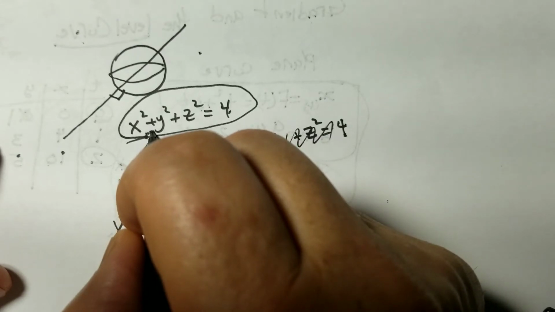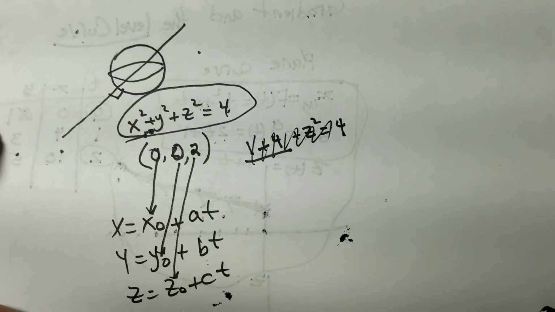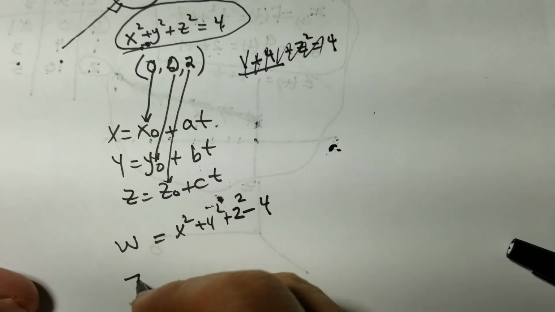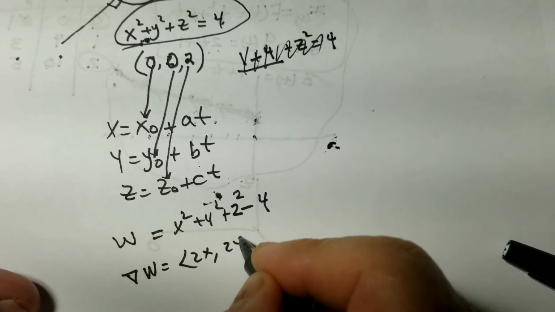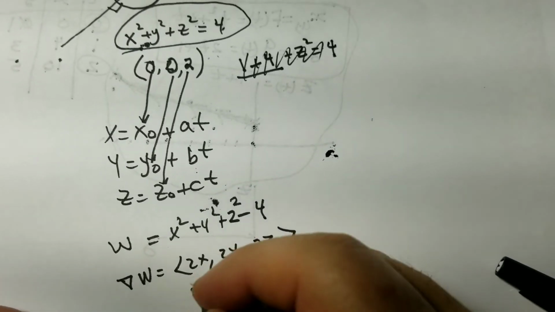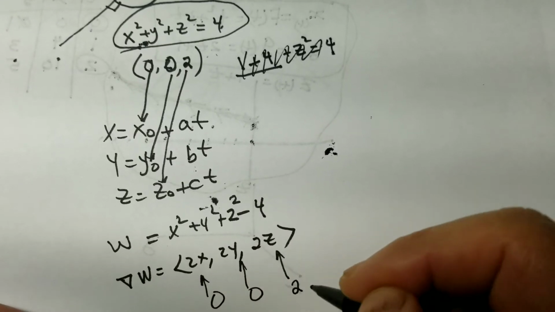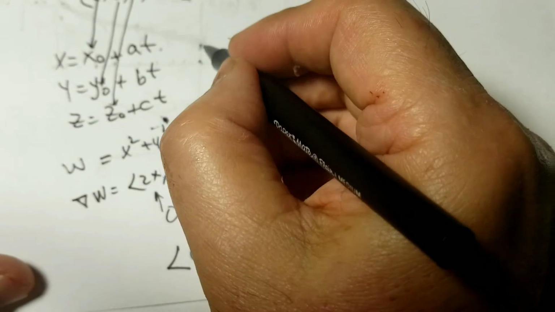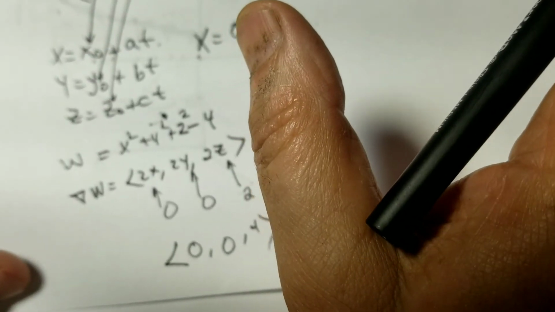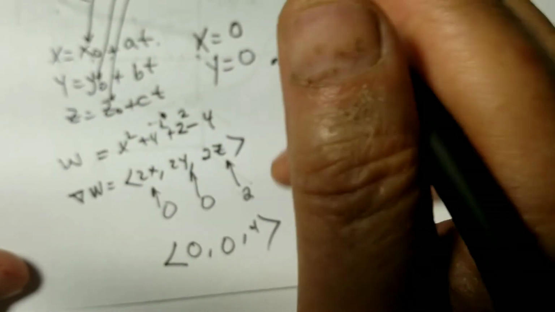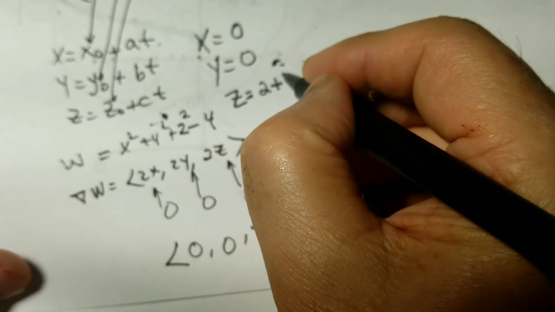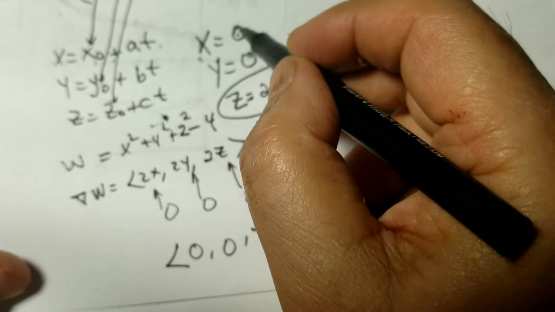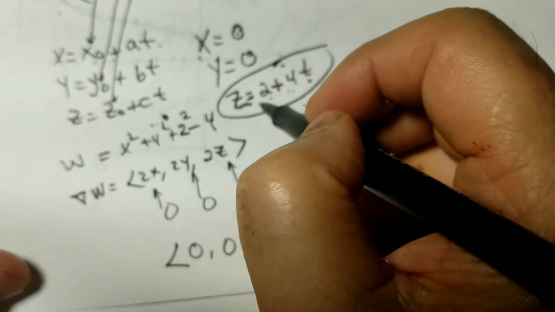But when you want to write a gradient, you have to write this in terms of a four-dimension surface. Therefore, you have to write it as W equals x squared plus y squared plus z squared minus 4. Then you can find the gradient of W, which is 2x, 2y, and 2z. Then at x of 0, y of 0, and z of 2, your gradient is 0, 0, 4. Therefore, in here, in your equation of a line, x is always 0, y is always 0, but z is 2 plus 4t. Therefore, for any t, your x and y are always 0, but your z always changes.